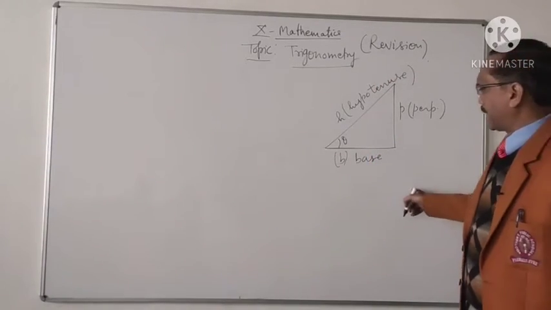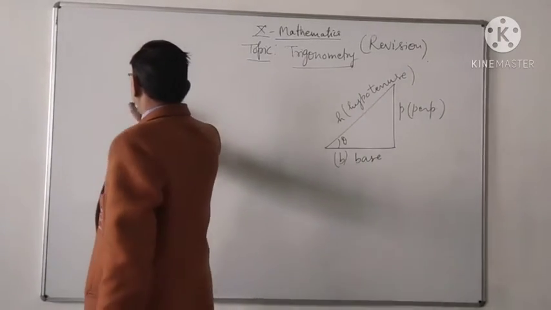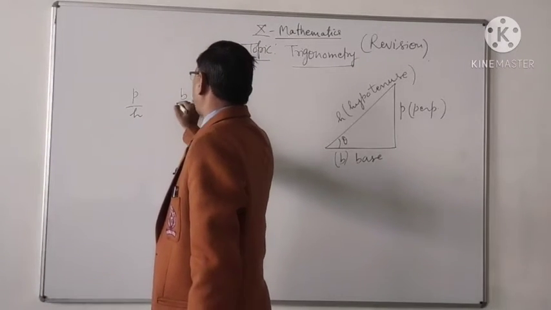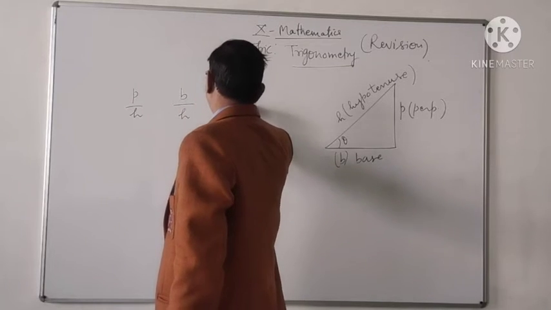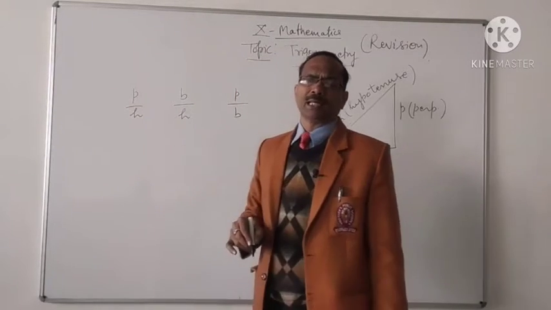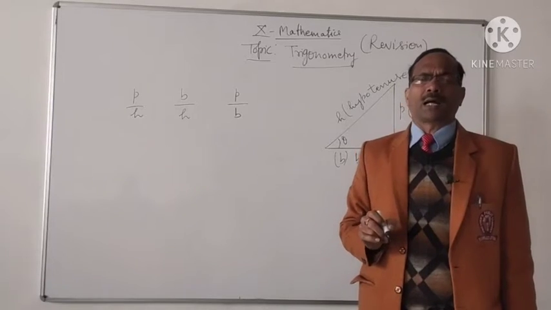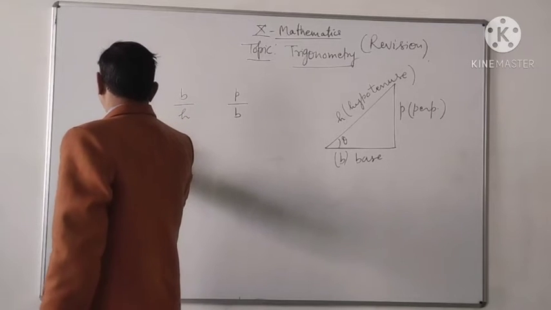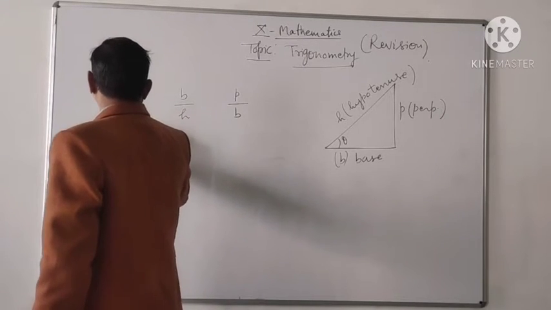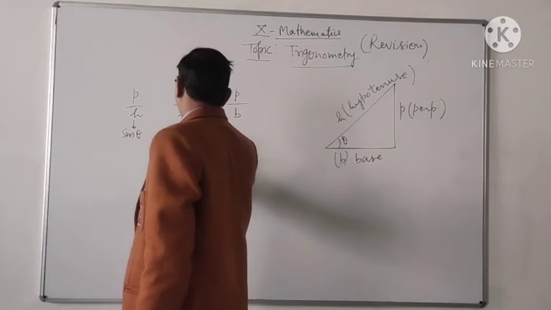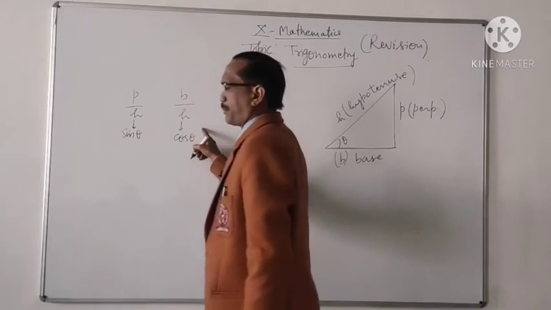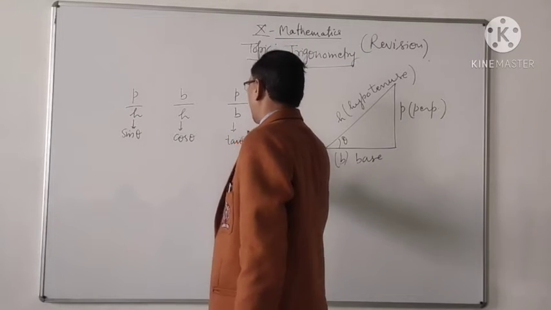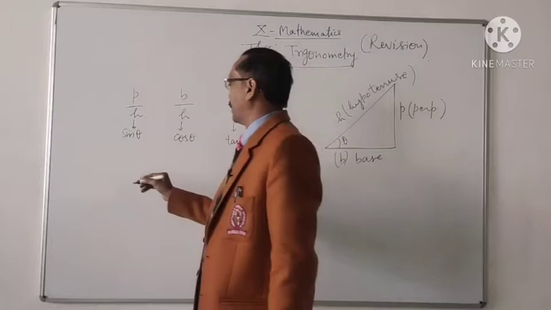Student, there are three main ratios: P upon H, perpendicular upon hypotenuse, base upon hypotenuse, and perpendicular upon base. These three ratios are called trigonometrical ratios, and P upon H is called sine of angle theta. Base upon hypotenuse is cos theta, and perpendicular upon base is tan theta. So there are three trigonometrical ratios.